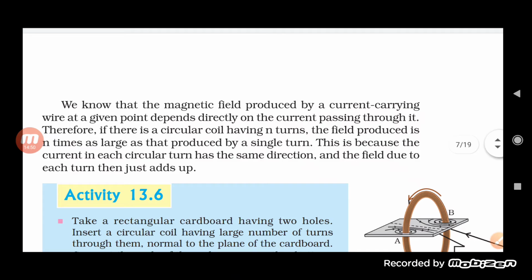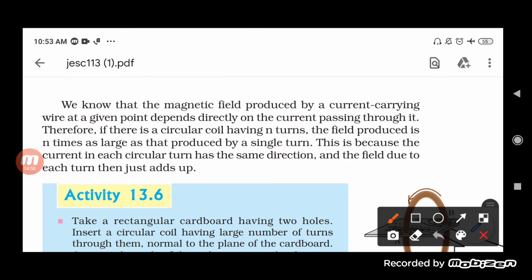Now, there is a point that we should remember: the magnetic field produced by a current carrying wire depends directly on the current passing through it. And if there is a circular coil having n turns, the field produced is n times as large as that produced by a single turn. You see, the magnetic field depends on the current passing through it. The more the current, the more the magnetic field produced.